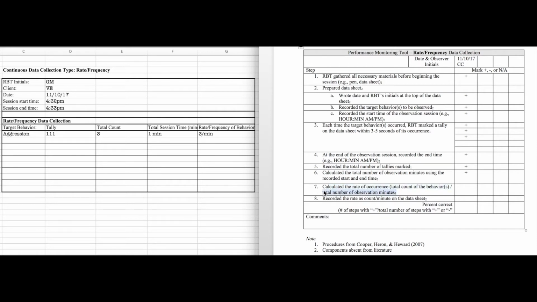Calculated the rate of occurrence, which is the total count of the behaviors, or the number of instances of aggression, over the total number of observation minutes. The total count of aggression was 3, and the total observation time was 1 minute. So here we can see that Grecia accurately recorded the rate as 3 occurrences of aggression per minute. So for this step, she gets a plus. And the rate was correctly noted as the count per minute on the datasheet. So for the last step, she gets a plus.